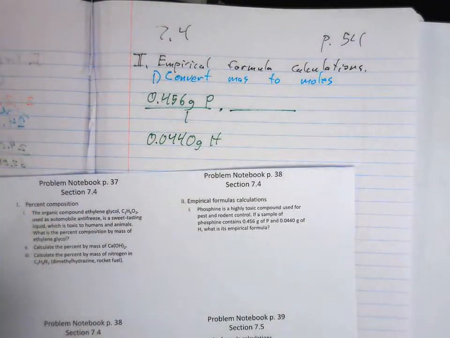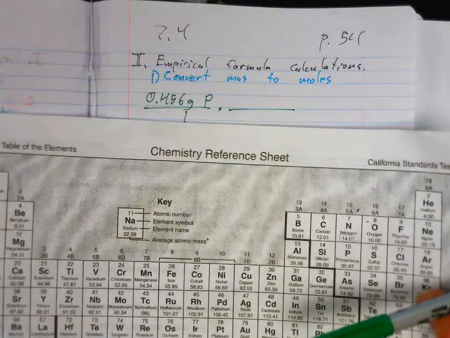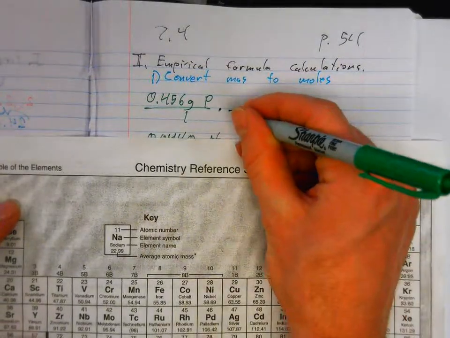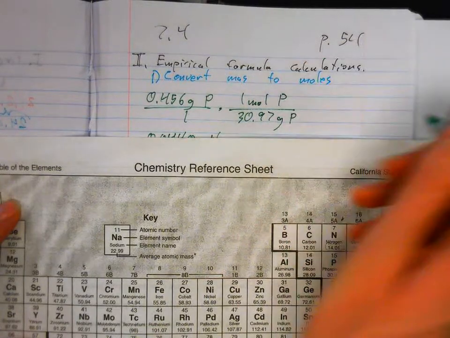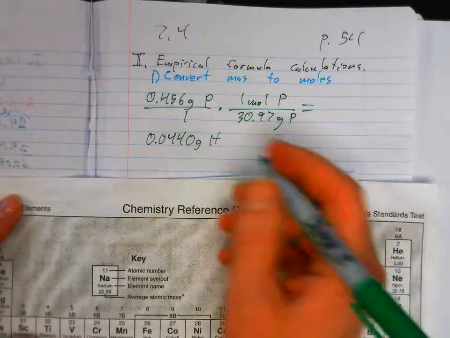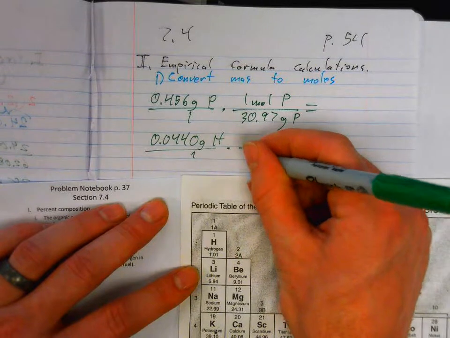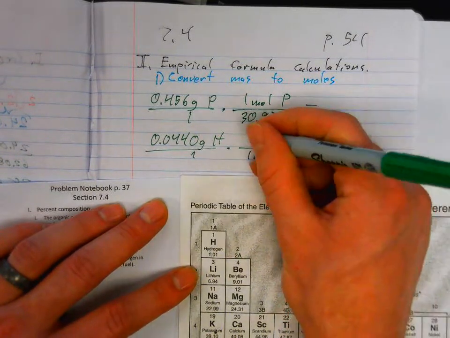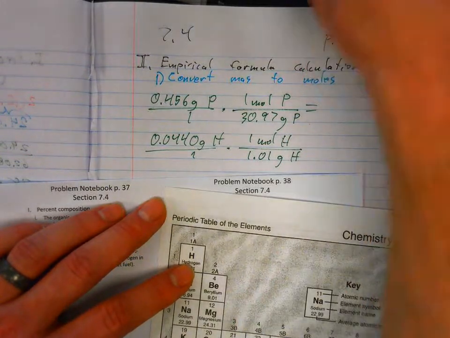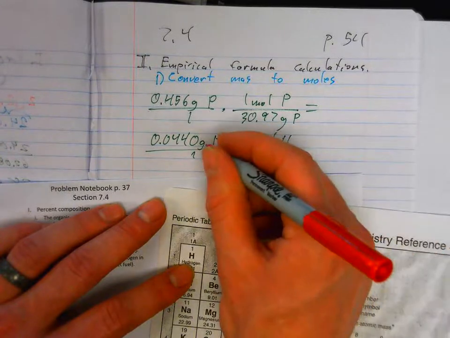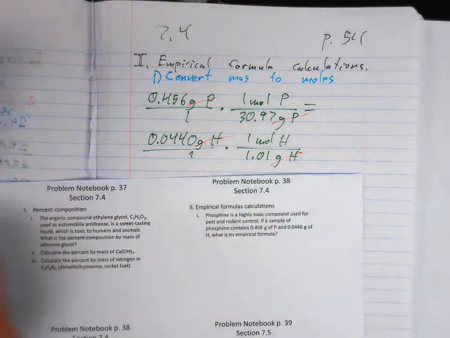We'll need the molar mass for each element. So the molar mass for phosphorus is 30.97 grams of phosphorus per every 1 mole of phosphorus. And then the molar mass of hydrogen is 1.01 grams of hydrogen per every 1 mole of hydrogen. And so this will convert from grams to moles for each element. We can do our calculations there.